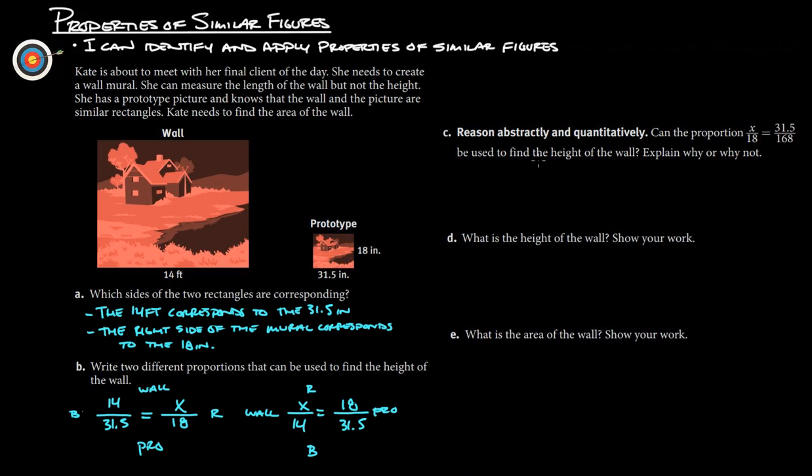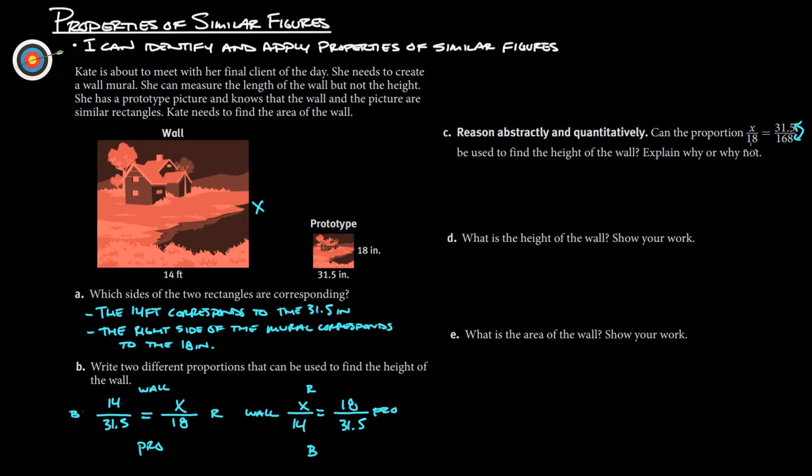All right, C, reason abstractly and quantitatively: can the proportion x over 18 equal 31.5 over 168? So, let's see, here's our x, right? x is to 18, so now it needs to be the big side over the little, because they did the wall over the prototype, so we have to stick with wall over prototype. So that would have to be the 14 feet, which they turned into 168 inches. These need to be flipped around.